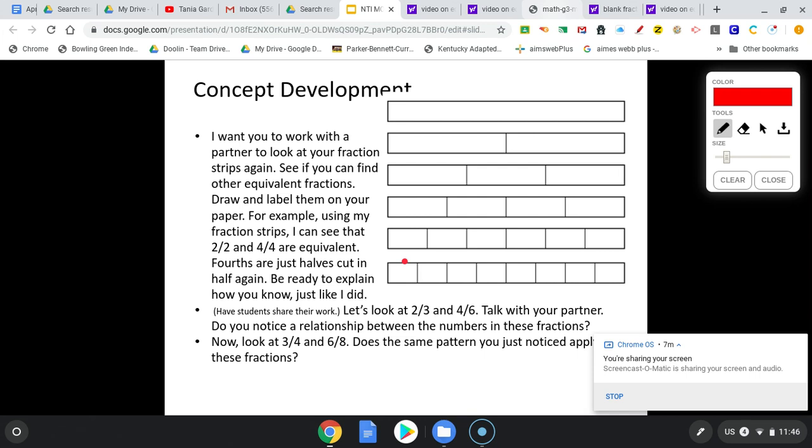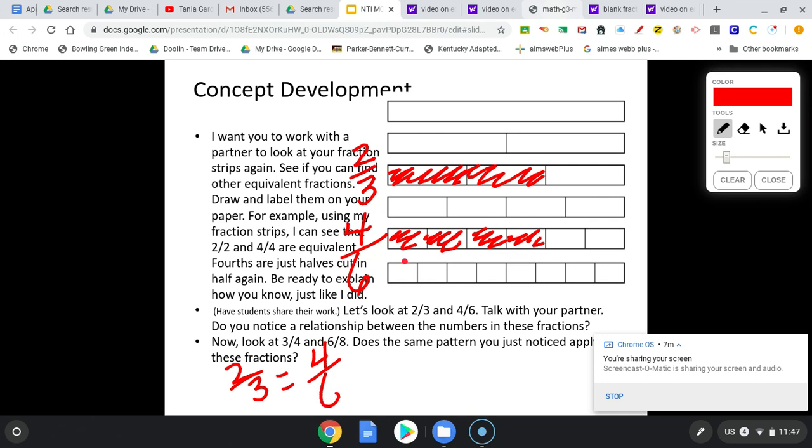All right, so let's look. Let's find 2/3. So right here I have 1, 2, so that would be 2/3. And I'm going to find a fraction that's equivalent to 2/3. So if I go down here, right here, that would be equivalent to 2/3. So that's 1, 2, 3, 4 out of 6. So 2/3 is equivalent to 4/6. Did you notice any kind of relationship between the numbers in these fractions, 2/3 and 4/6?